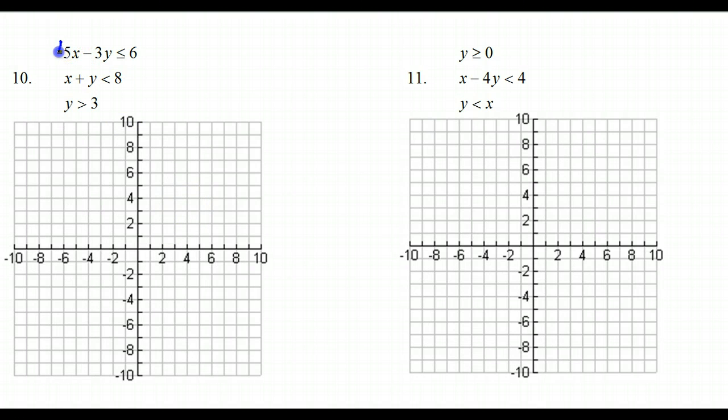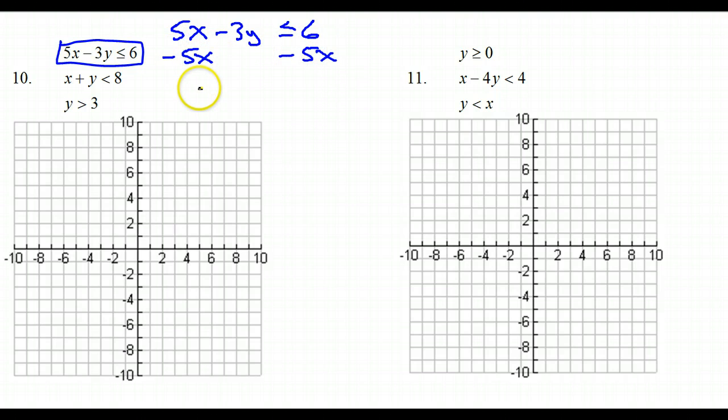Alright, so let's start with this inequality. We're just going to have to break this down. This is 5x minus 3y is less than or equal to 6. We need to get y by itself. So we need to subtract 5x from both sides. That gives us negative 3y is less than or equal to negative 5x plus 6. Now we need to get y by itself, so we are going to have to divide by negative 3.